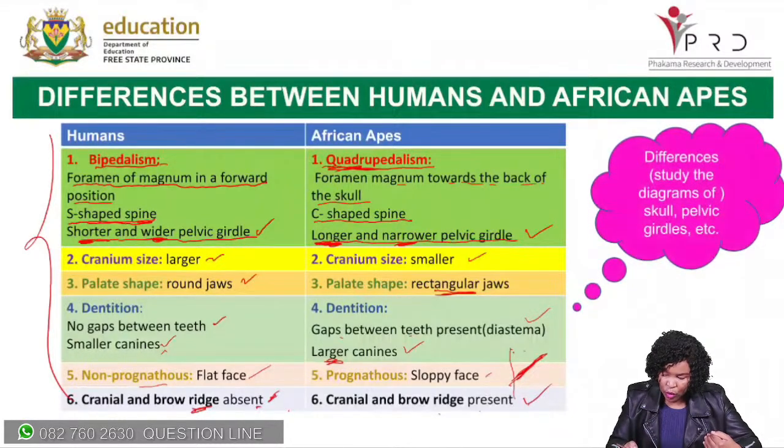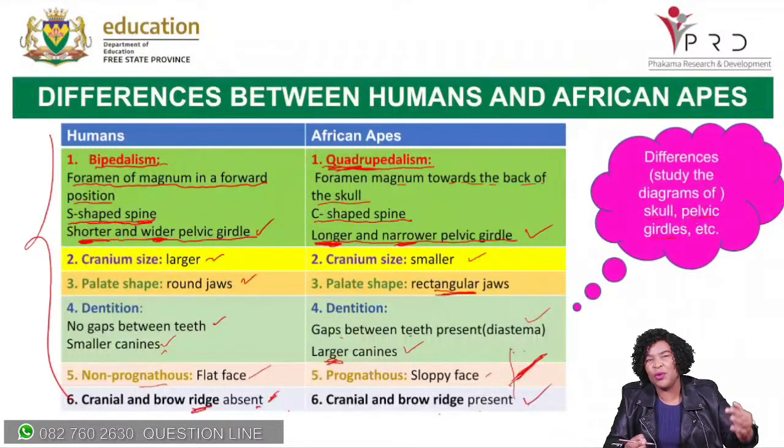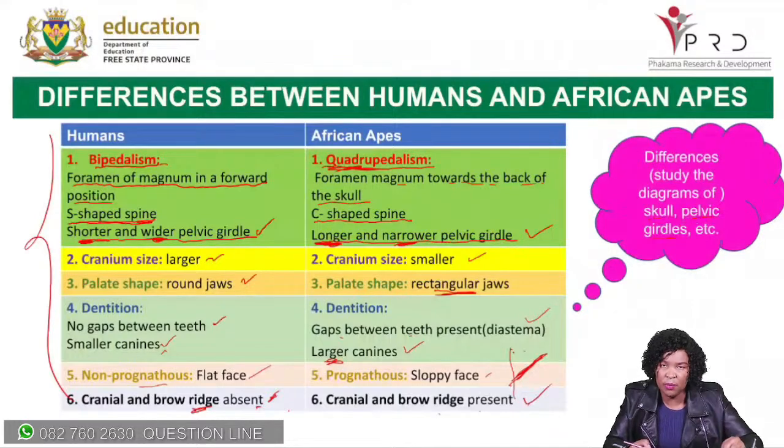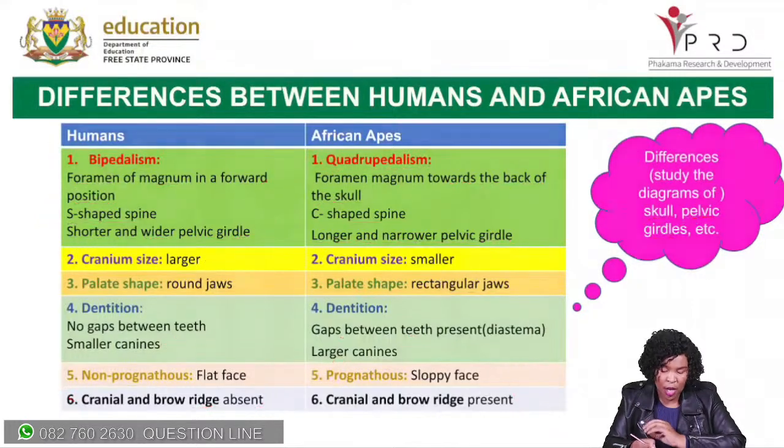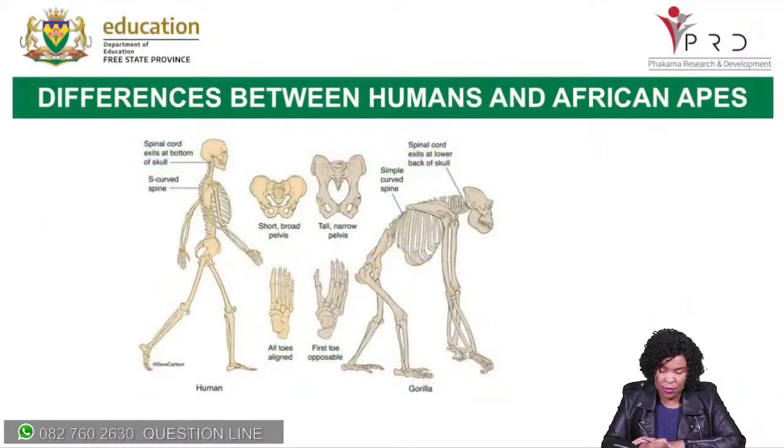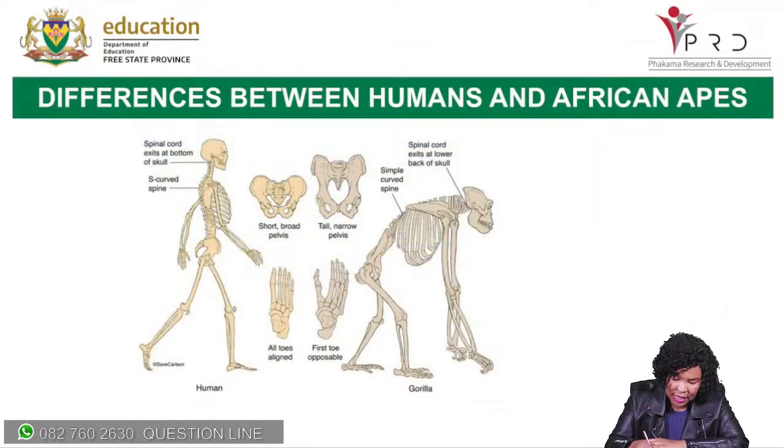So you need to study the diagram of the skull, of the pelvic girdle, and of the teeth. So whichever one they give you, you must be able to tell which one is of the humans, which one is of the African apes, using this diagram. So this is just a picture that is showing you. You can take a look at the skull, the cranium size. The cranium is large, the cranium is small here. You can check the foramen magnum.